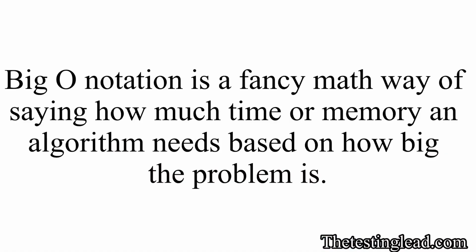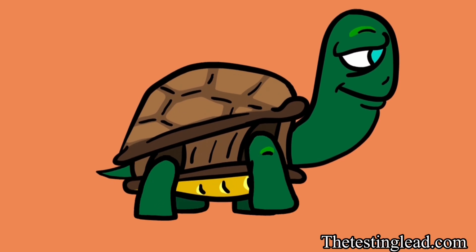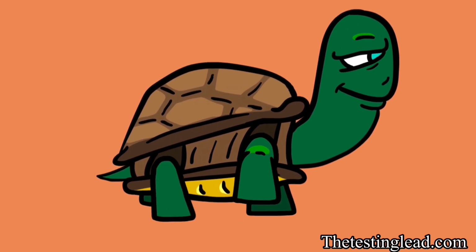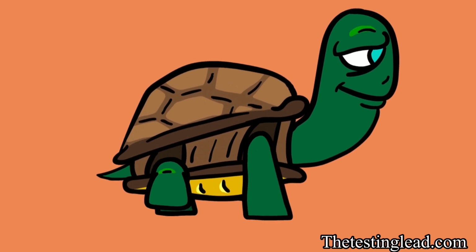Starting out, what is big O notation? Big O notation is a fancy math way of saying how much time or memory an algorithm needs based on how big the problem is. In simple words, it tells us if an algorithm gets slower or it needs more memory as the problem gets bigger.